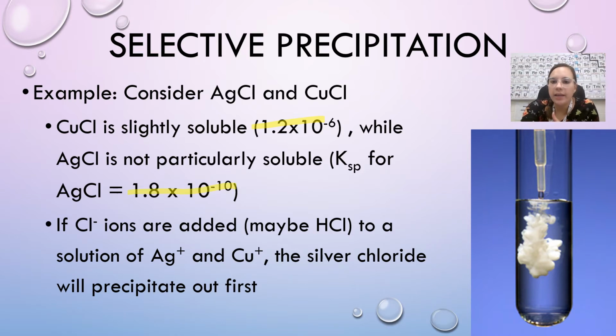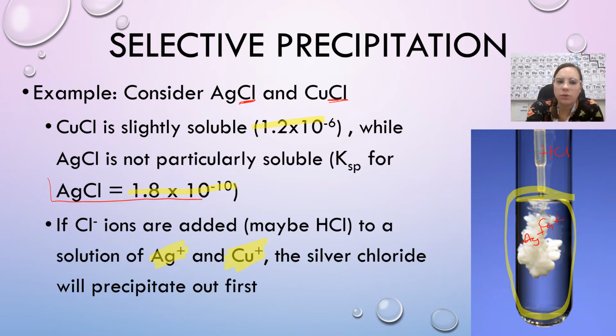So let's say in this mixture, we have silver ions and copper ions. We need to add a source of chlorine, because it's chlorine that's going to form a precipitate with each of those ions. So maybe we add hydrochloric acid, so this would be HCl. Now, as we add it in, again, we have copper ions present and silver ions present.